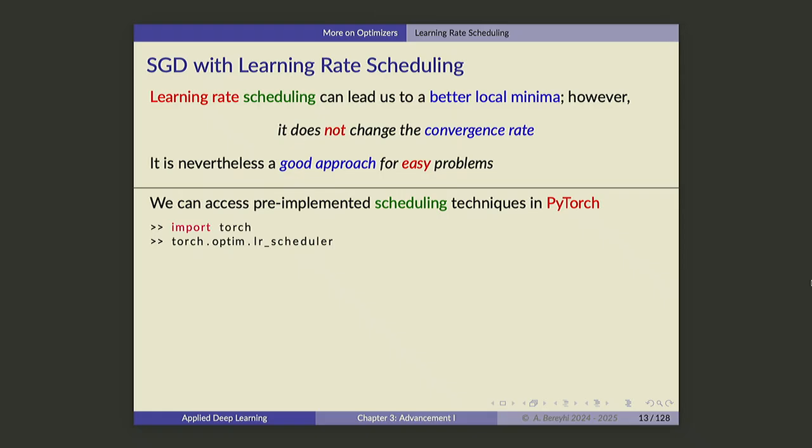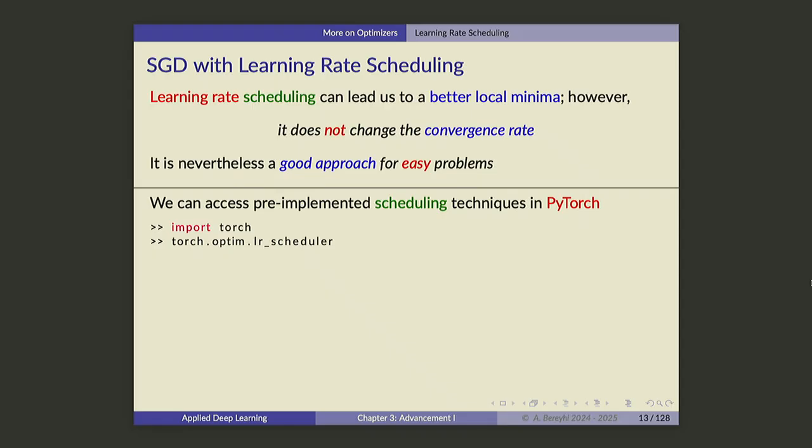Okay, so in practice, this learning rate scheduling is a very good thing if you are doing a hardcore implementation. This is going to help you a lot. But typically, we're going to use available packages and libraries. For example, PyTorch has its own library, which you can use to do learning rate scheduling.